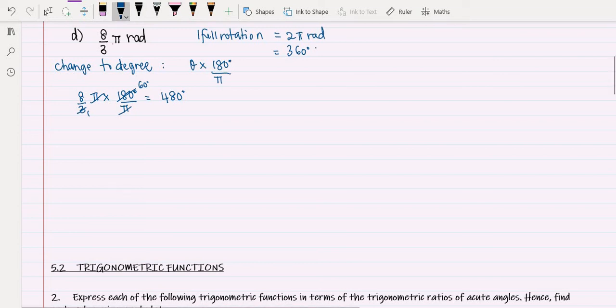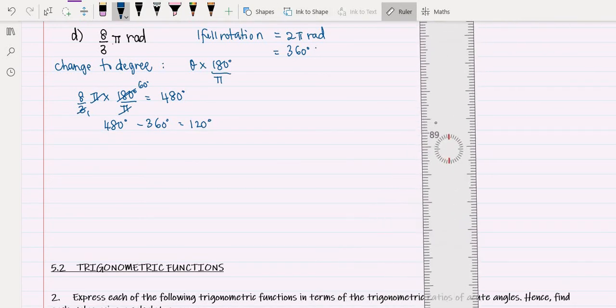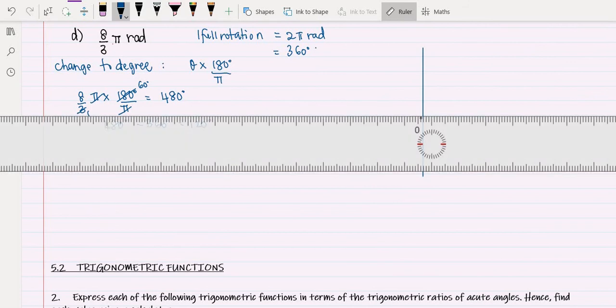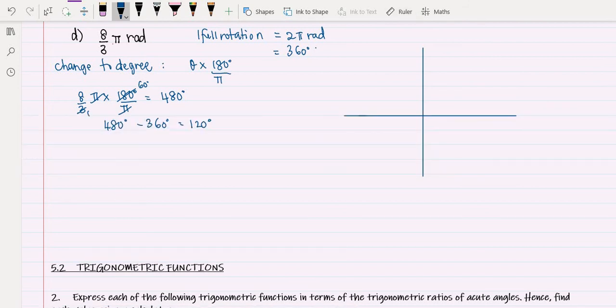Again, if you take note, our angle is more than 360 degrees. To know how much our angle went beyond 360 degrees, we just need to take 480 degrees minus 360 degrees, and that will give us 120 degrees. Now again, we just need to draw our quadrants. As previously, this is my initial side, and then labeling all the angles.